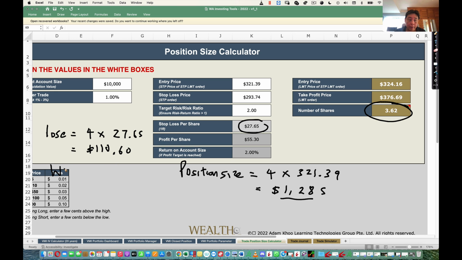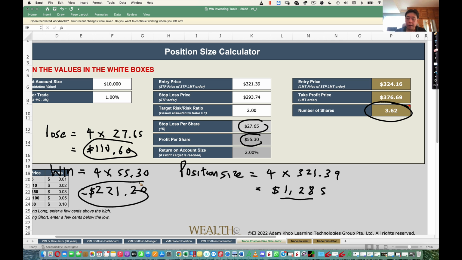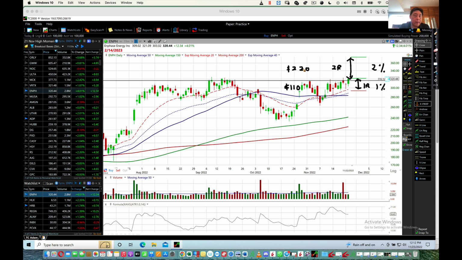Now, if it's a winning trade, how much you make, right? Again, your potential profit per share is $55.30. Hitting your profit target and multiplying by 4 shares, that will be roughly double of this amount, which is about $221.20. There you go, right? So by using this calculator, you are ensuring that, again, you're risking 1% to make 2%. Or in absolute terms, you're risking $110 to make $221.